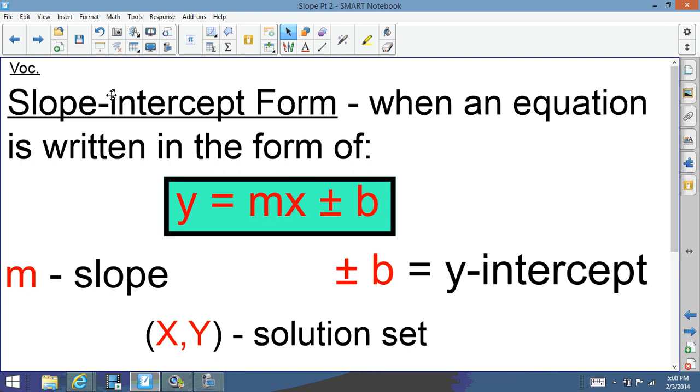Slope-intercept form is when an equation is written in the form y equals mx plus or minus b. Sometimes the slope is also negative, so m can be negative or positive. So keep that in mind. The y-intercept is also positive or negative as well. The letter m stands for slope, and plus or minus b, the b stands for the y-intercept. X and y are the solution set, as we just mentioned a minute ago. That is the coordinate, the point.